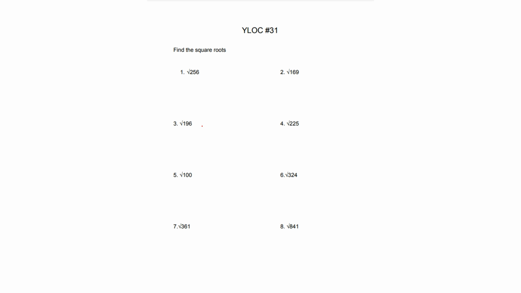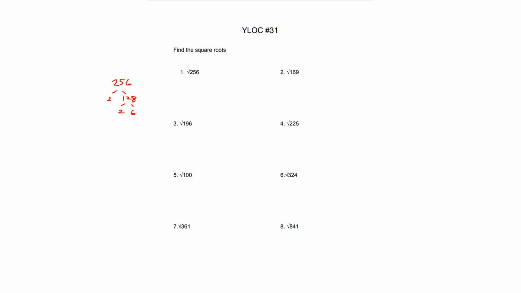So for the first part, we need to find the square roots. For number 1, we have the square root of 256. For 256, we can break it down. 256 is also 2 times 128. Actually, I'm going to write this here. So 256 is 2 times 128.